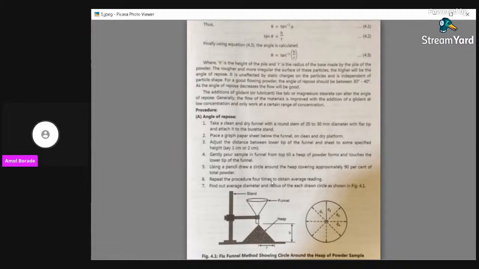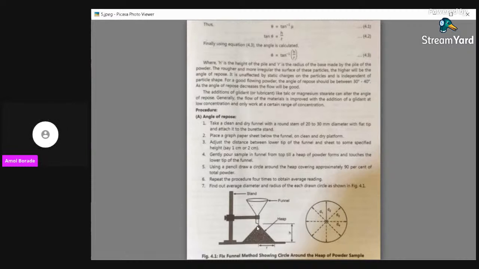That means four times you have to repeat and four times you have to draw this circle. Now find out the average diameter and radius of each drawn circle as shown in the figure. Every time you may not get an exact circle, but you have to imagine that it is a circle and take the extreme end of it.